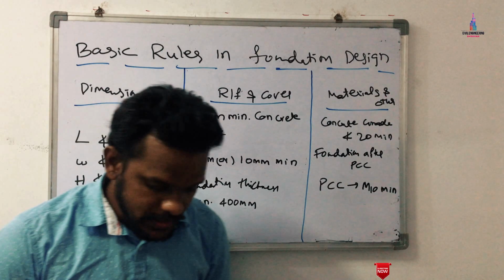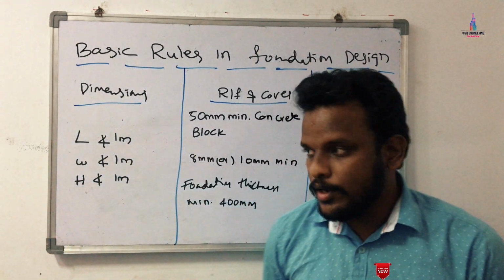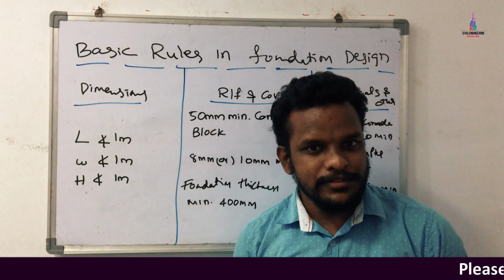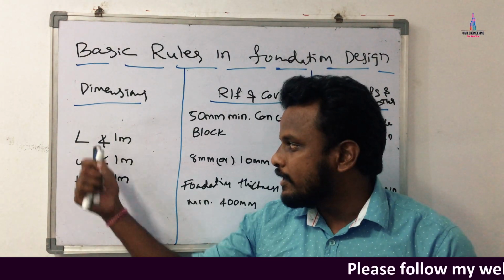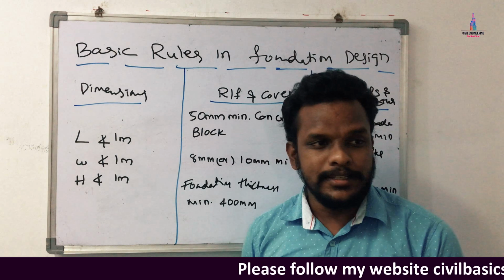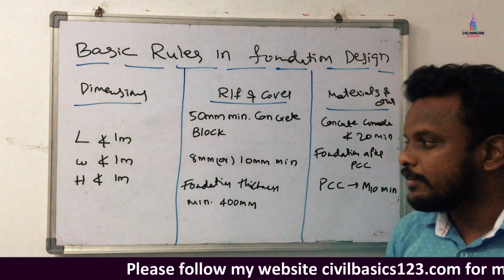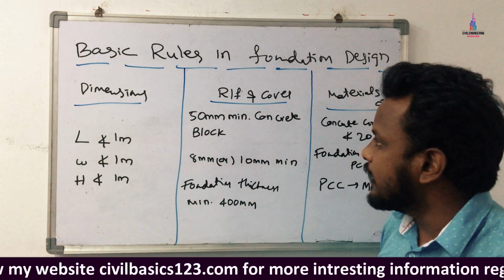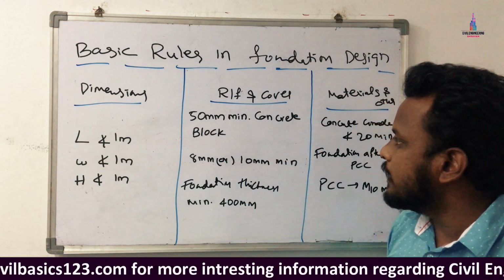If you design the foundation section for the ground story, at minimum we have to follow dimensions of 4 feet cross 4 feet cross 4 feet, covering the length, width and height, which is a minimum of 1 meter, 1 meter, 1 meter. So this is the basic rule as per the dimensions. And the second one is related to the reinforcement and cover values.